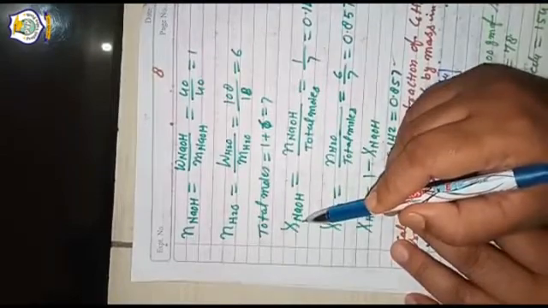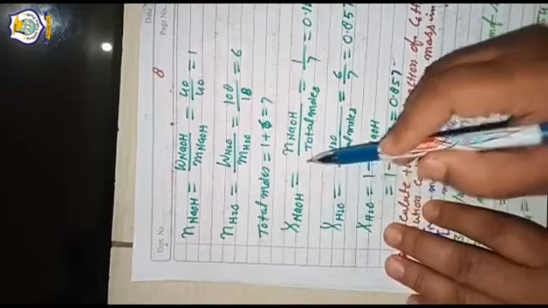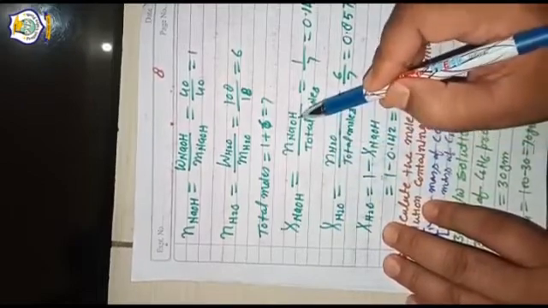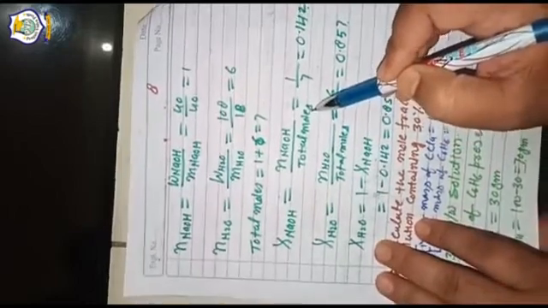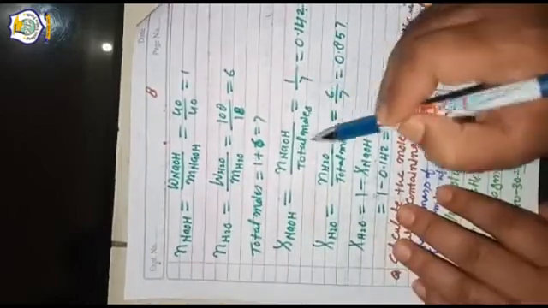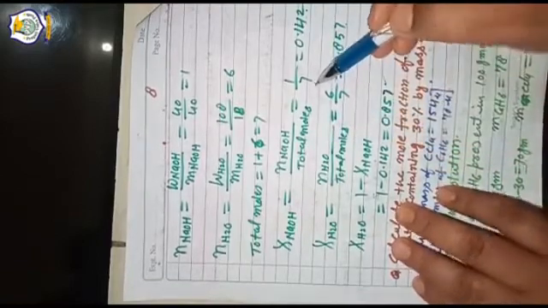Now we find the mole fraction of NaOH. Zeta NaOH equals number of moles of NaOH upon total number of moles. The number of moles of NaOH is 1 and the total number of moles of solution is 7.